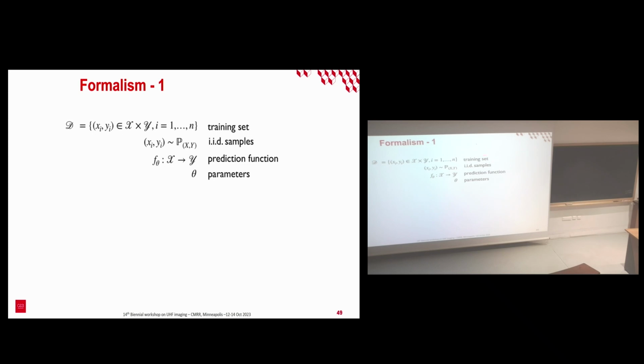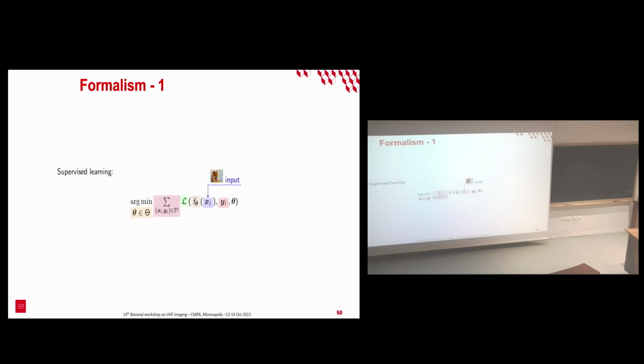So we have this training set composed of inputs xi and outputs yi, which live in this space. We assume that these pairs are independent and identically distributed samples. And we basically try to estimate this prediction function from x to y by optimizing its parameter theta. So supervised learning means that we will try to minimize this cost function. Again, here xi is the input, so the image. Yi is the label. The loss function here can be just a distance, a squared L2 measure, an L1 distance, or anything you want, for instance a cross-entropy measure. F theta is a neural network.